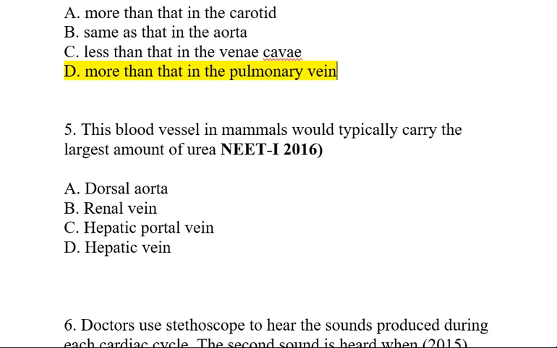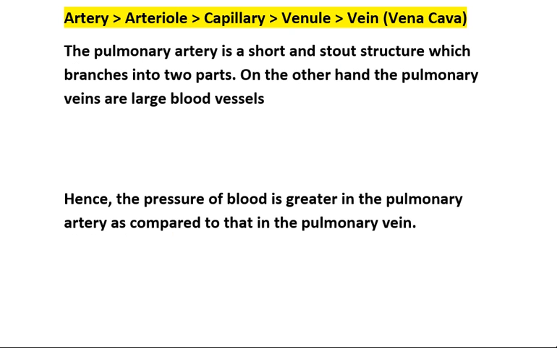Fifth question: this blood vessel in mammals would typically carry the largest amount of urea. It is the hepatic vein. So what is the difference between the hepatic portal vein and the hepatic vein? I'll explain it to you very clearly.